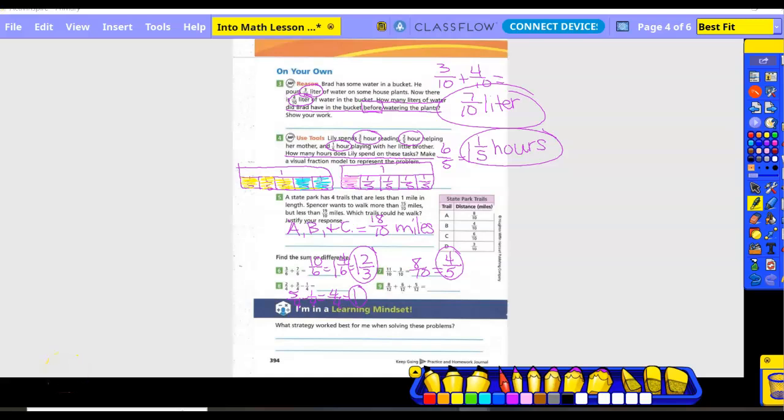Number 9. Can I go ahead and add those together? Yep, because they have common denominators. 8/12 plus 6/12 is 14/12, plus 5/12 is 19/12. Is that simplified? No. How many times can 12 go into 19? 1 time. 1 times 12 is 12. 19 minus 12 is what? 7. And then I keep 12. Is that simplified? Yes. 7 is a prime number, right?